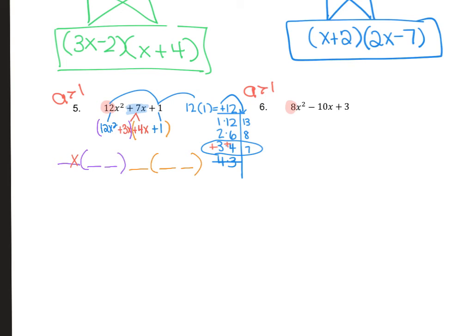3 and 12, that's going to be 3. So 3x times what gets me 12x squared? That's going to be 4x. 3x times what gets me 3x? Remember, it can't be nothing. 3x, and I want it to be 3x. I need a placeholder, and that is 1.